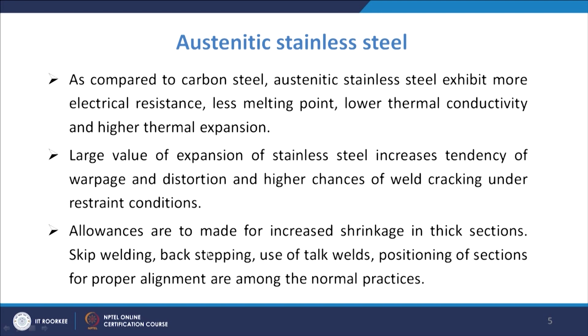So, basically the electrical resistance is 6 times more than the carbon steel. Similarly, it has a lower melting point than the carbon steel. It is normally 90 to 100 degrees C lower than the conventional carbon steel. It has lower thermal conductivity, about 50% lower, but it has a very high thermal expansion, about 50% higher in the case of austenitic stainless steel as compared to the conventional carbon steel.